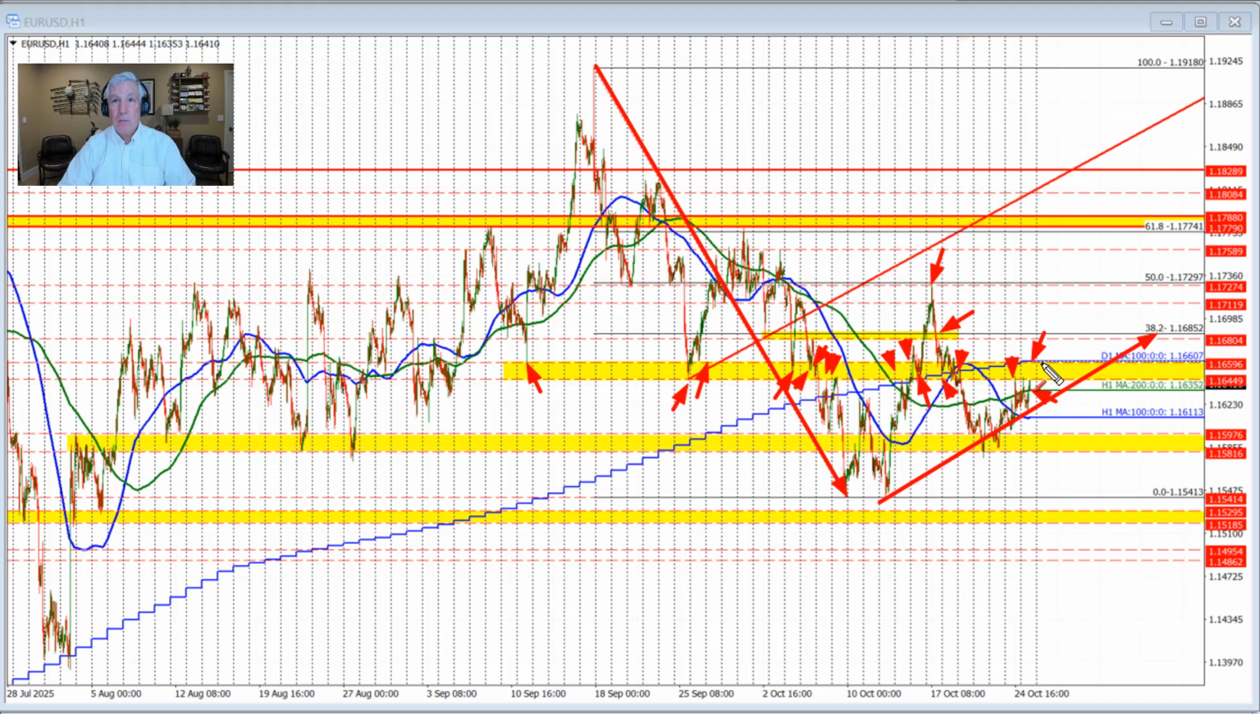We do need to get above the 100-day moving average. If we can't get above that level and we start to move back below the 100-hour moving average, that would not look good, especially since the price has been above that level all day long.